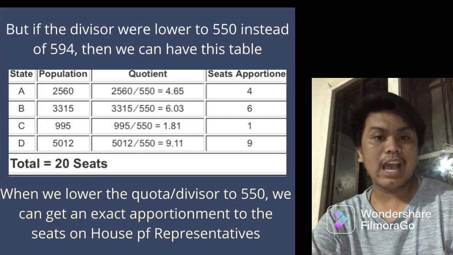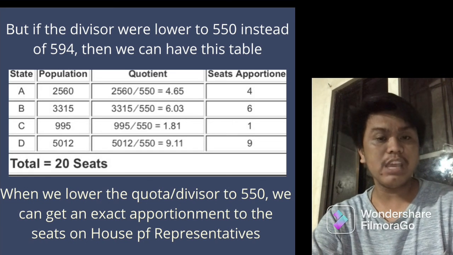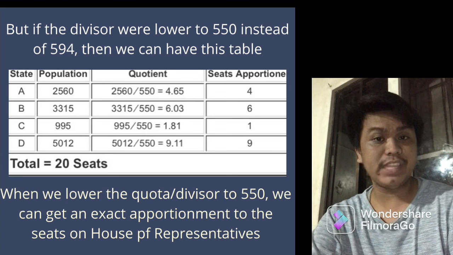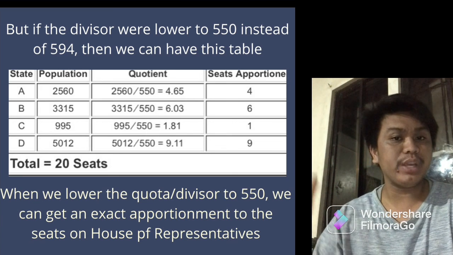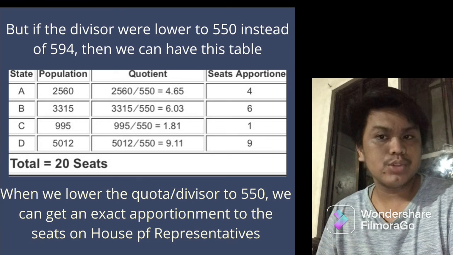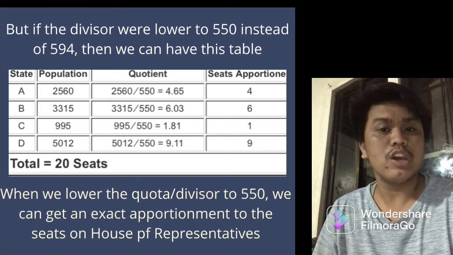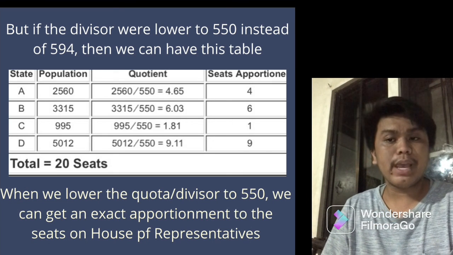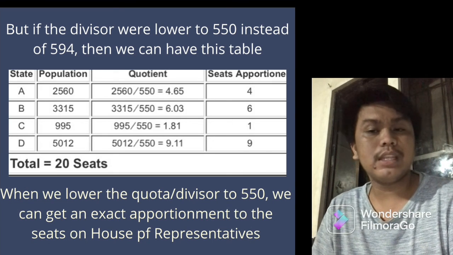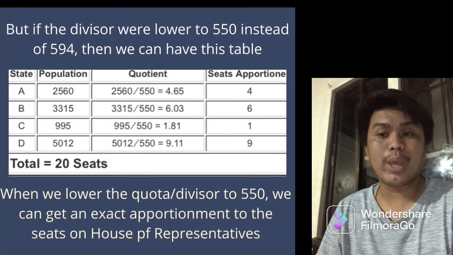What we're going to do now is to lower the modified divisor. So, tinry natin, binabaan si modified divisor from 594.1, ibinaba natin to 550. Meaning, si 550 na po yung i-divide natin doon sa lahat ng population sa kada states. So, take a look sa A. So, 2,560 divided by 550, that will be 4.65. Sa B naman, we have 6.03. Sa letter C naman, we have 1.81. Sa letter D, we have 9.11.